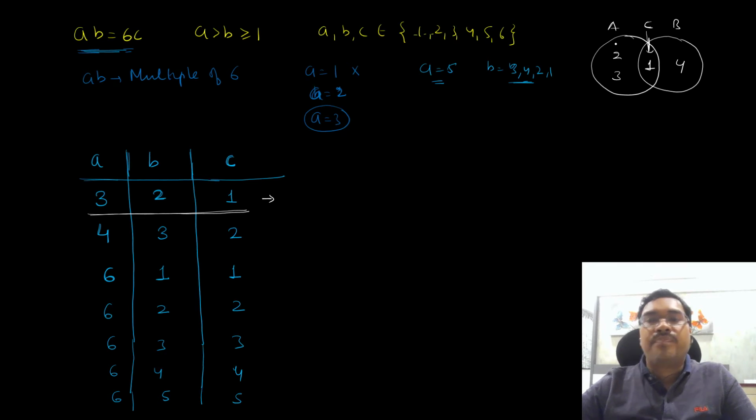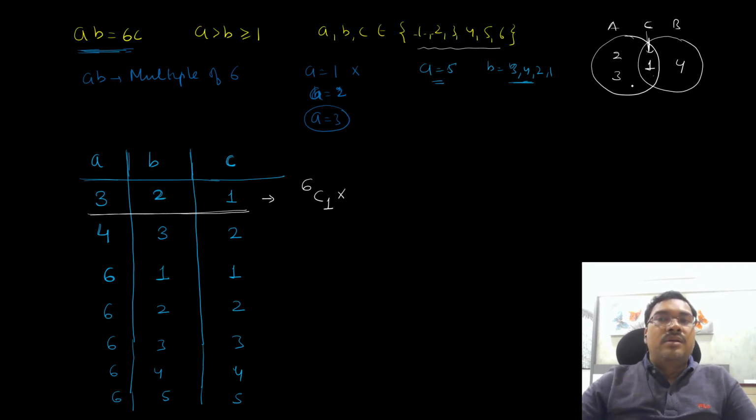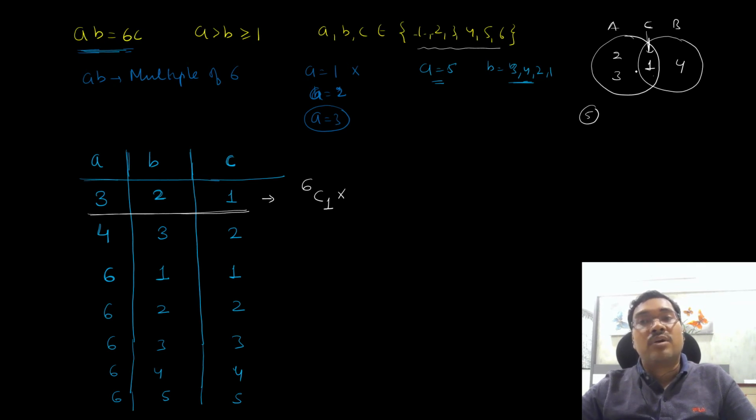I'm writing. So in how many ways can you select the common element? 6C1. You select one element out of these 6 for this common area. Now we are left with only 5 elements because one element has gone. Out of 5 we require 2 elements for A, because for A we already have one element here. So this is 5C2. We can select any 2 elements out of the 5 remaining elements.